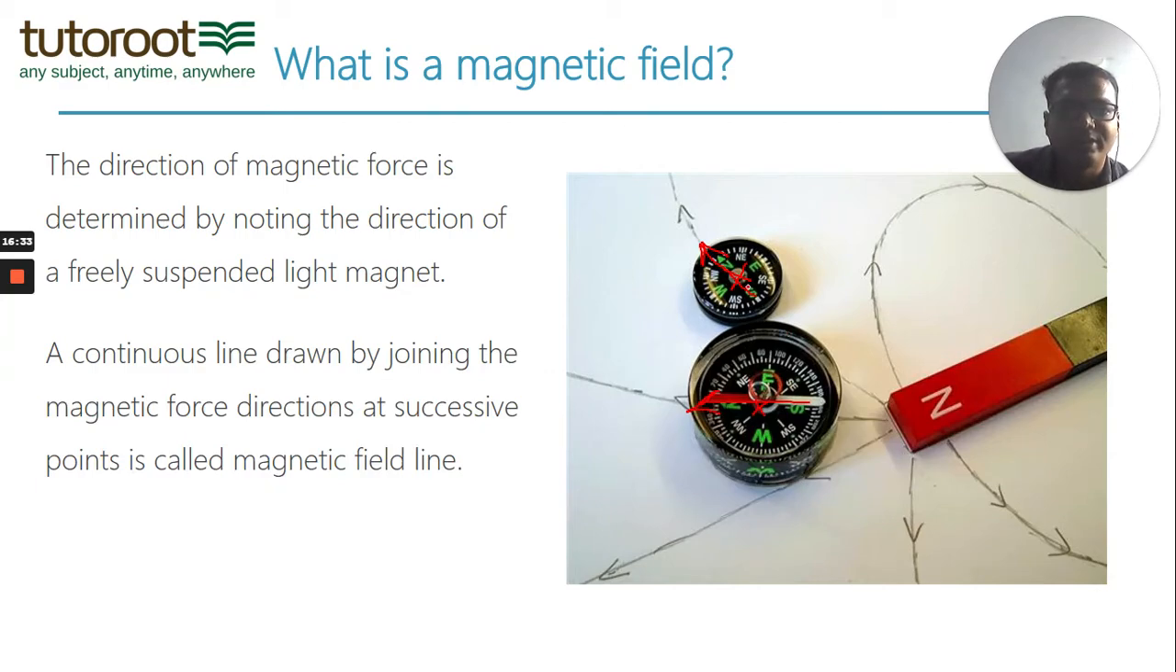So what we do is, at different places, one by one, we go on plotting the magnetic force directions. Now when we plot the magnetic force directions one by one, we then draw a continuous line by joining all the directions at successive points. Now this line is called the magnetic field line. We know that magnetic forces are acting along this line.